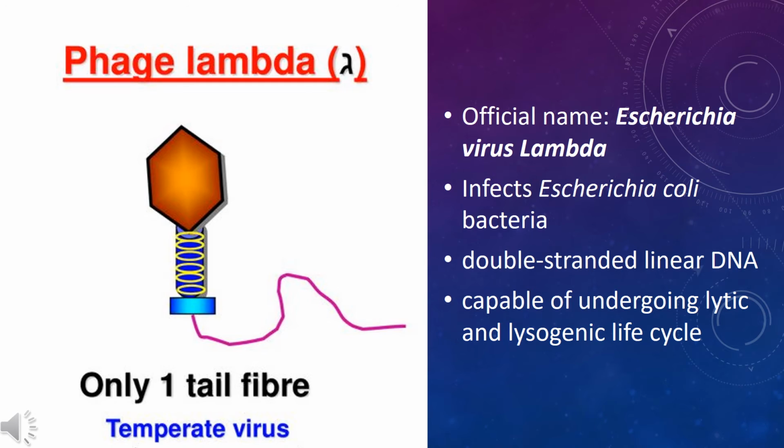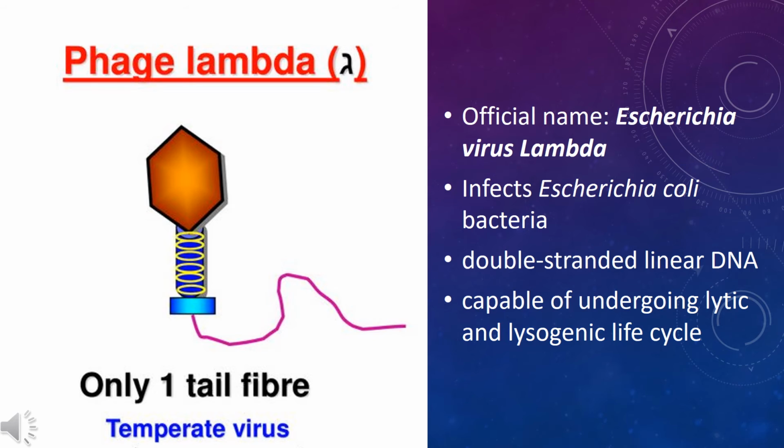An example of a temperate virus that mediates specialized transduction is the phage lambda, or it is officially called Escherichia virus lambda. This virus infects Escherichia coli bacteria, and it has double-stranded linear DNA. And since this is a temperate virus, it is capable of undergoing lytic and lysogenic life cycles. And according to studies, lambda phage injects their nucleic acid for at most 15 seconds.